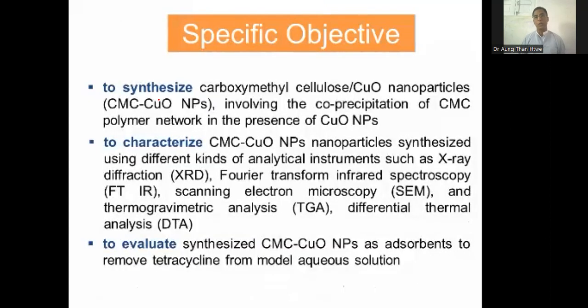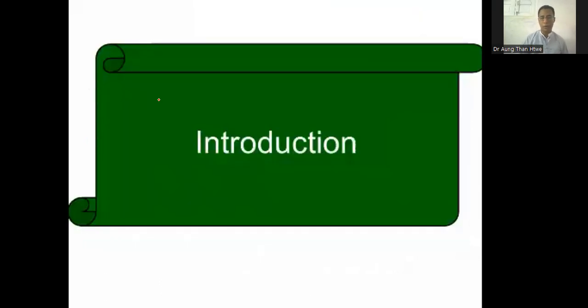Let me continue. My specific objectives: part one is to synthesize carboxymethyl cellulose CO nanoparticle involving the co-precipitation of CMC polymer network in the presence of cobalt oxide nanoparticle. The second one is to characterize the synthesized CMC-CO nanoparticle using different kinds of analytical instruments such as XRD, FTIR, DGTA, SEM analysis. Finally, to evaluate the synthesized CMC-CO nanoparticle as a sorbent to remove the tetracycline from aqueous solution. I'm going to talk about the introduction.